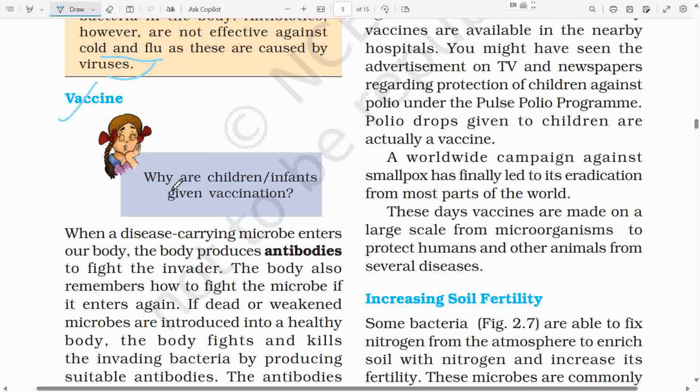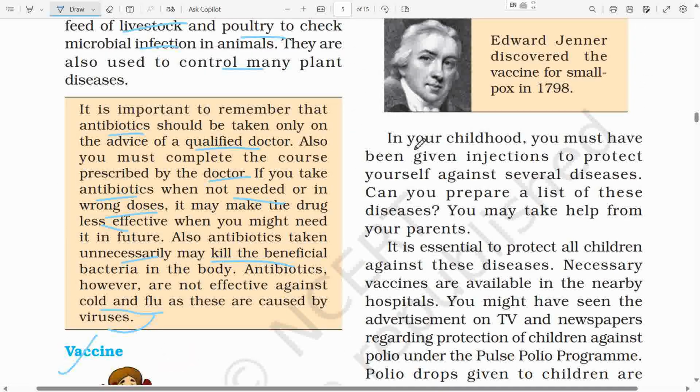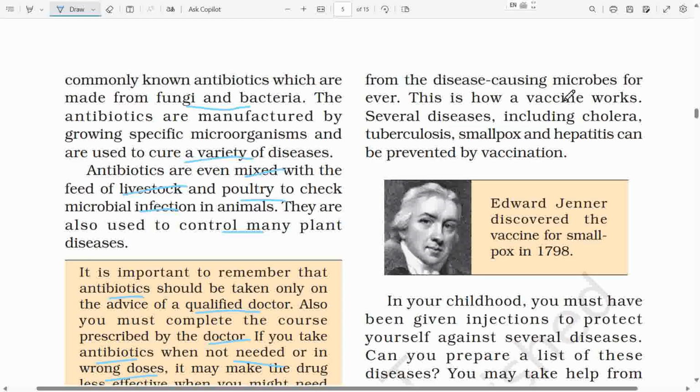Vaccine. Paheli wondered, why are children or infants given vaccination? When a disease-carrying microbe enters our body, the body produces antibodies to fight the invader. The body also remembers how to fight the microbe if it enters again. If dead or weakened microbes are introduced into a healthy body, the body fights and kills the invading bacteria by producing suitable antibodies. The antibodies remain in the body and we are protected from the disease-causing microbes forever. This is how a vaccine works.